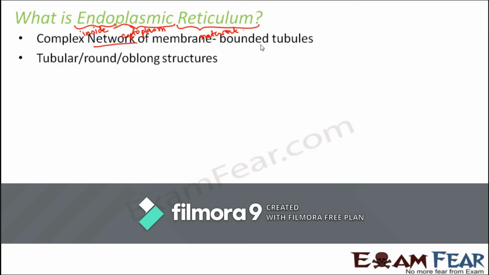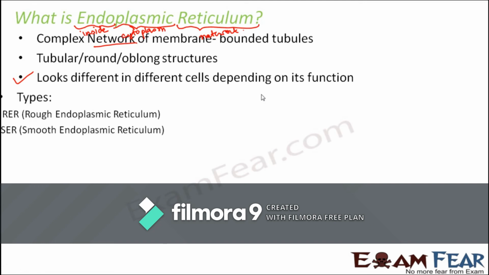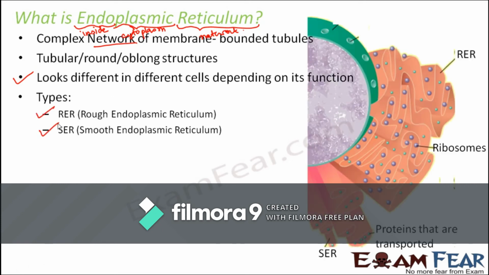This structure is very well developed in higher animals. Sometimes the embryo cells or the eggs might lack them. So they are generally present in the cells of mature animals, and they are located around the nucleus. Now, look-wise, they look different in different cells depending on their function. They do not have a specific shape and size, but in different cells they look a little different. They are of two types, rough endoplasmic reticulum and smooth endoplasmic reticulum. So let us see how they look.